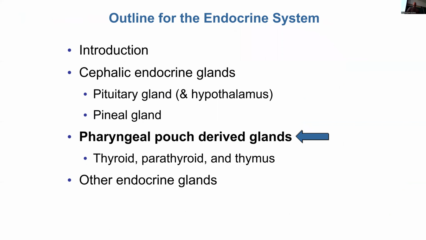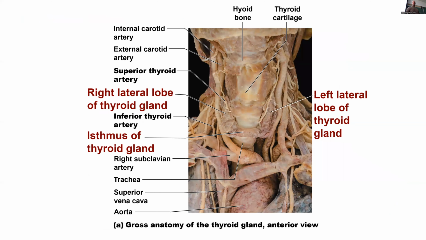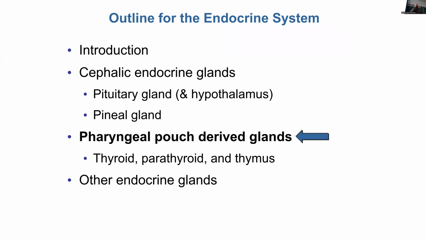All right. So I want to talk about a couple glands that are derived from the pharyngeal pouch. So don't worry about that. That gets into developmental stuff that we haven't really covered. But basically, I want to talk about 3 glands that are in the neck and upper thoracic cavity. And that is the thyroid, the parathyroid, and the thymus.